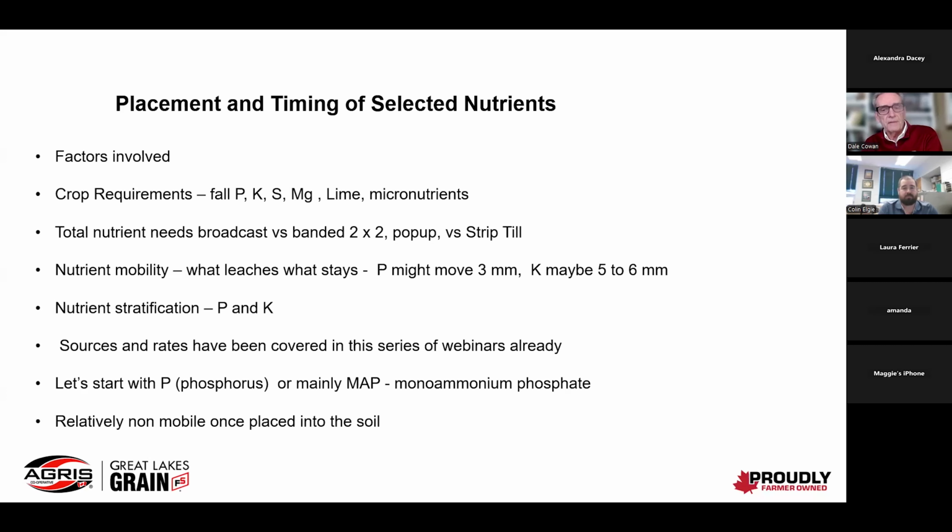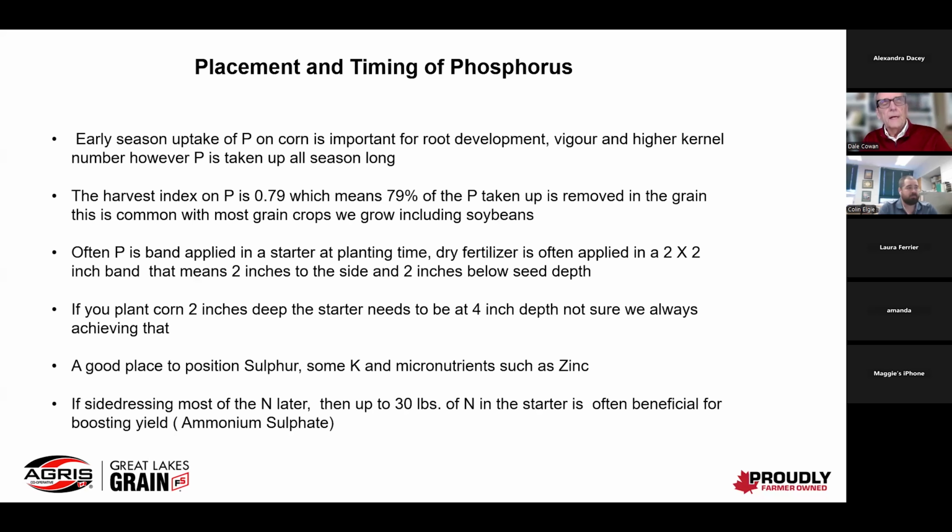Sources and rates have been covered in the series already. So let's start with phosphorus. It's mainly MAP that we're using, ammonium phosphate, although we did have some triple phosphate introduced this fall. Relatively non-mobile once it's in the soil. When you look at crop needs, it's needed early in the season. So when we look at what the phosphorus needs are and what the crop needs are, it starts to make sense. I want to put this as close to developing roots as possible.